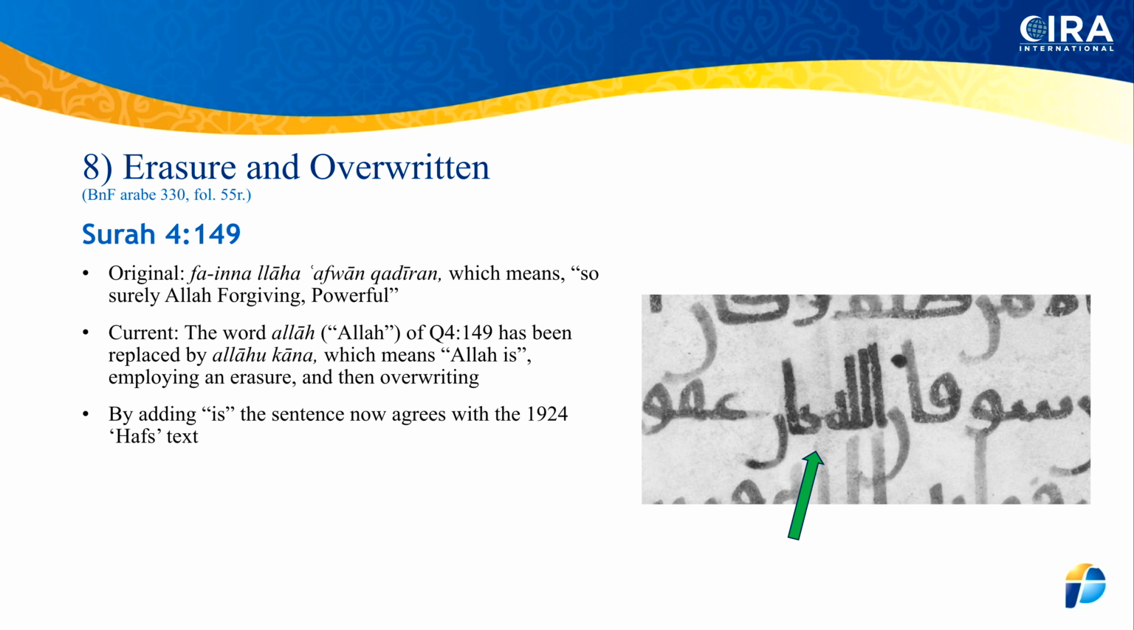I don't know what they had there to rub off. This is the problem with rubbings, with erasers. You don't know if there was a completely different word there. What we do know, though, is that Allah has been added. Allahu kana has been added. And this now agrees with the 1924. And I'll tell you why Allah was added, because the way it's read originally, "fa-inna lillahi afwan qadiran," doesn't make sense. But when you say "fa-inna Allaha," the subject of this action is the God. Now it makes sense to read it this way.